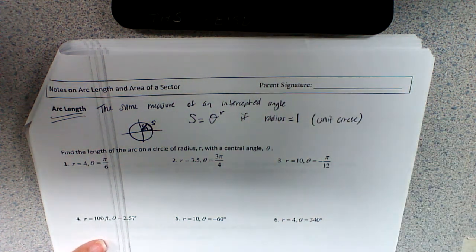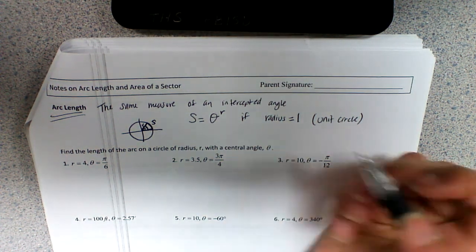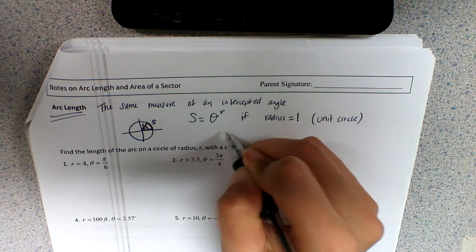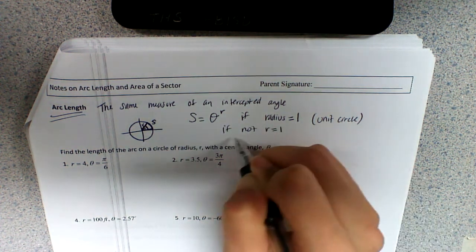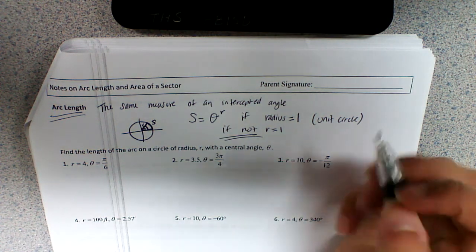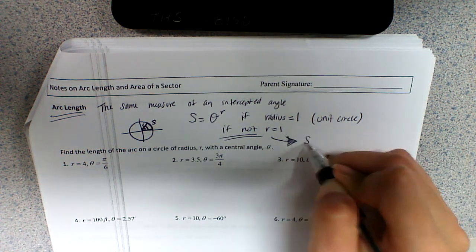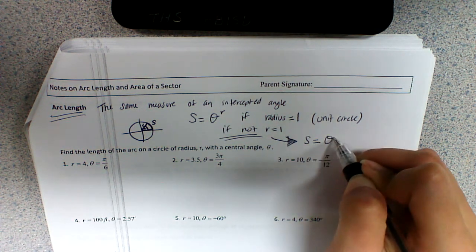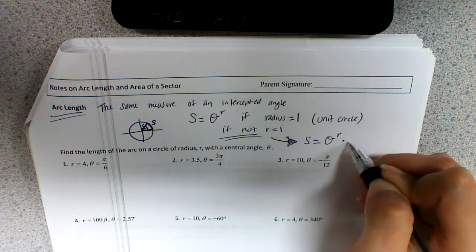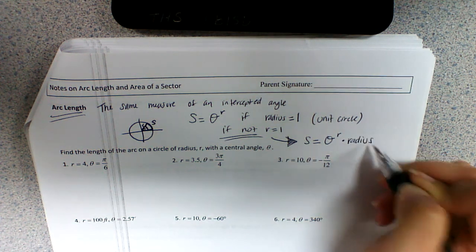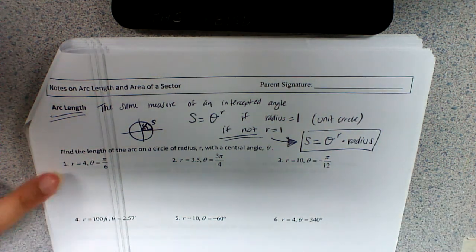But if you look down the page, you'll see most of our examples do not have a radius of 1. If we do not have a radius of 1, we have to tweak it a little bit, and we're going to say our arc length is now going to be theta, our angle in terms of radians, times whatever our new radius is. Let's box that, highlight that, whatever you need to do.